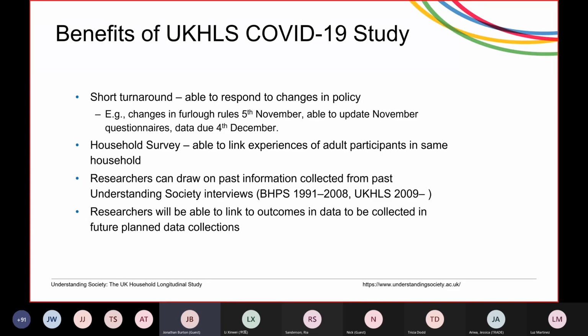It's also a household survey, so we invite all adults in the household to participate, and so you can then look at the effects of experiences of one adult and how that affects other people in the household. We also obviously have a lot of information about our sample members, for some of them, almost 30 years. So we can draw on past information collected from other Understanding Society interviews to then see how this affects how people experience COVID-19. And we hope to be going back to these same people for the next years to come. And so we'll be able to link outcomes in data, and see how people are affected in this odd period of COVID-19 and how that affects their future lives in years to come.